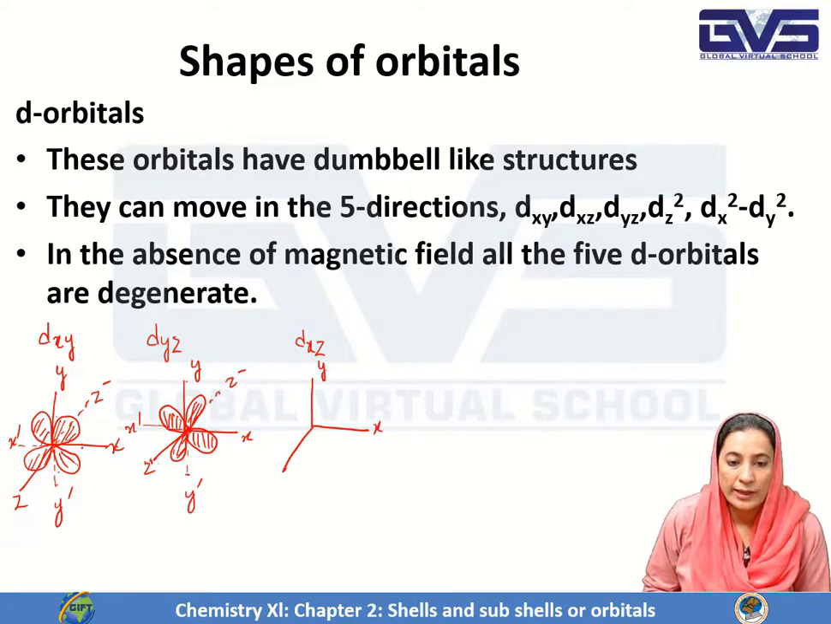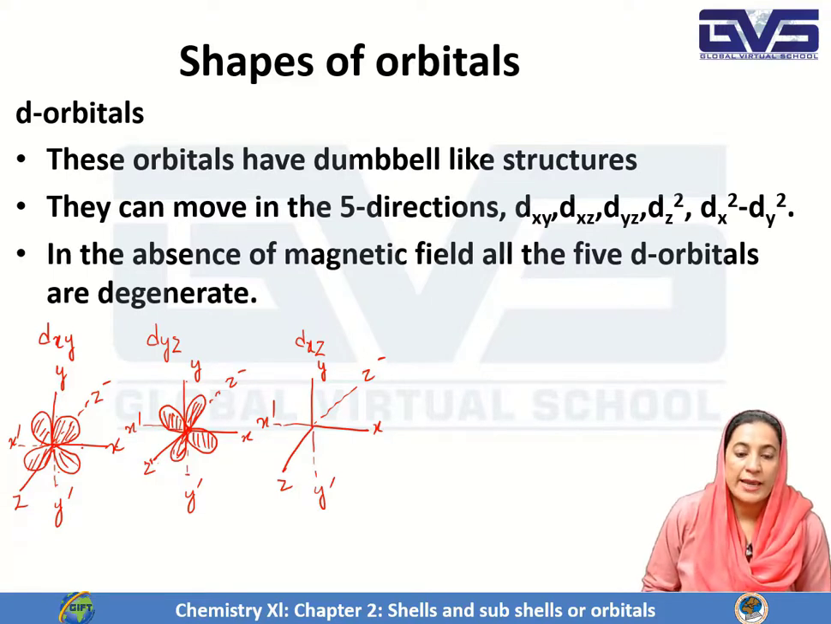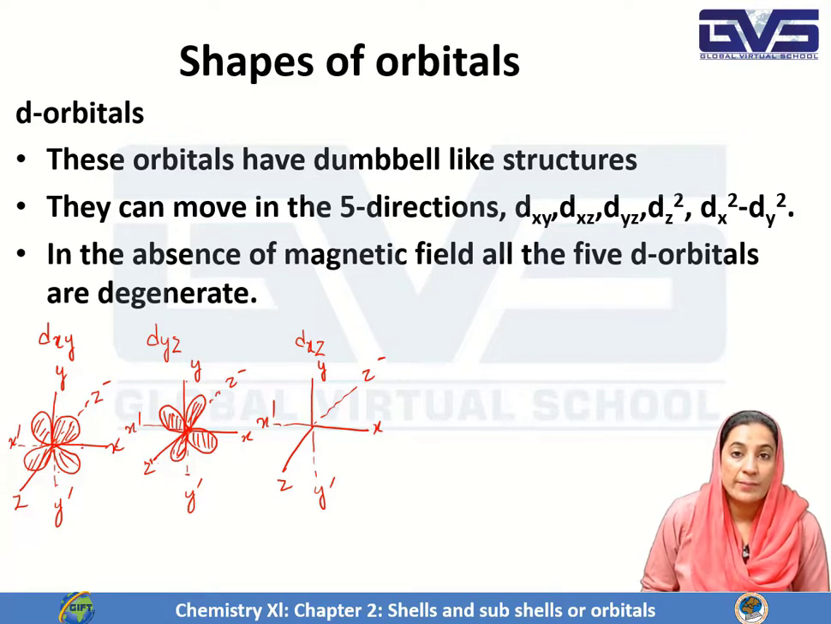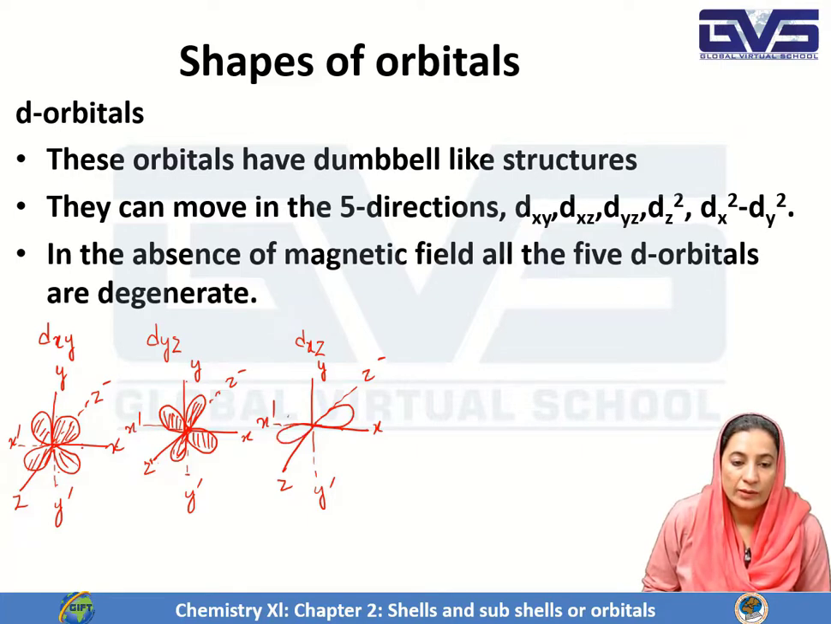Again draw x, y, and z, and also z dash, x dash, and y dash. This is dxz. It means now the dumbbells are between the x and z direction. So this is x, z, and x and z. First draw in between them, and this is also x and z. So the other will be between x and z.